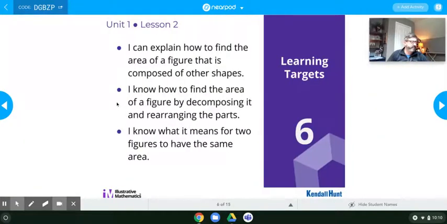So today we're going to talk about how we find the area of a figure that is composed of other shapes, like we just looked at, except this time we're going to look at some triangles to see if we can figure that out. So hopefully when we're done, we'll know how to find the area of a figure by decomposing it and rearranging it. Decomposing just means taking it apart. So if we've got a big square with a bunch of little squares in it, then we take that big square apart, so all we're seeing is the separate little squares. And we'll rearrange those squares to get a new shape to find the area.